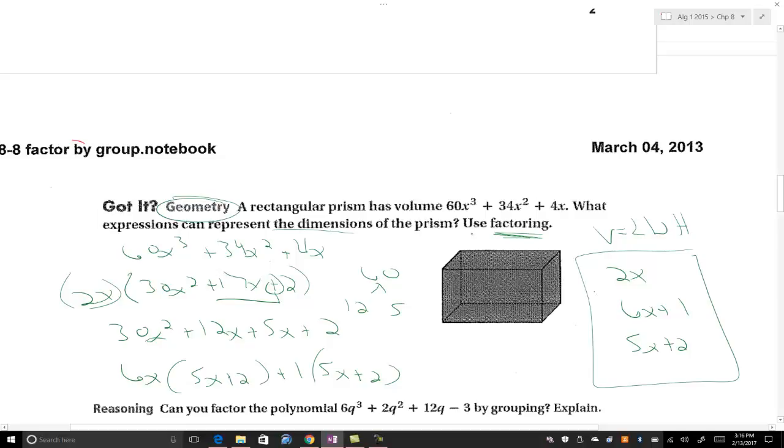They told us to use factoring for this anyway. So even though we're doing factor by grouping, just remember this is the same thing, same process you've been going through with those trinomials.